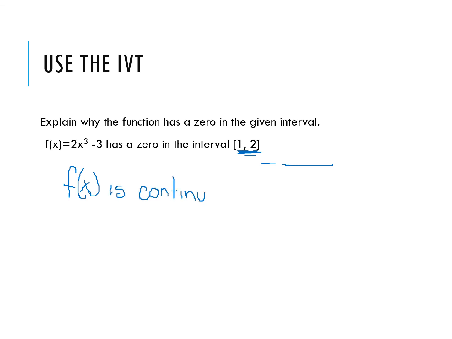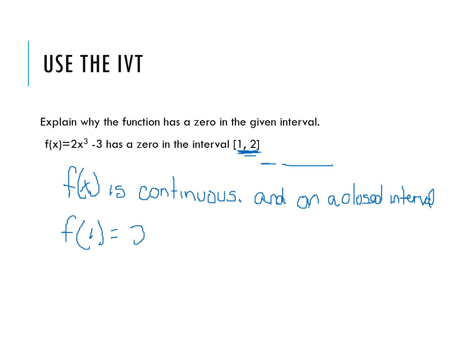Well, we've said before that cubic functions, polynomial functions, are all continuous on their domain. So f of x is continuous on a closed interval. I have to state that before I do anything else. And then I would find f of 1. So f of 1 is 2 times 1 cubed minus 3. So 2 times 1 cubed, that's 2 minus 3, that's -1.